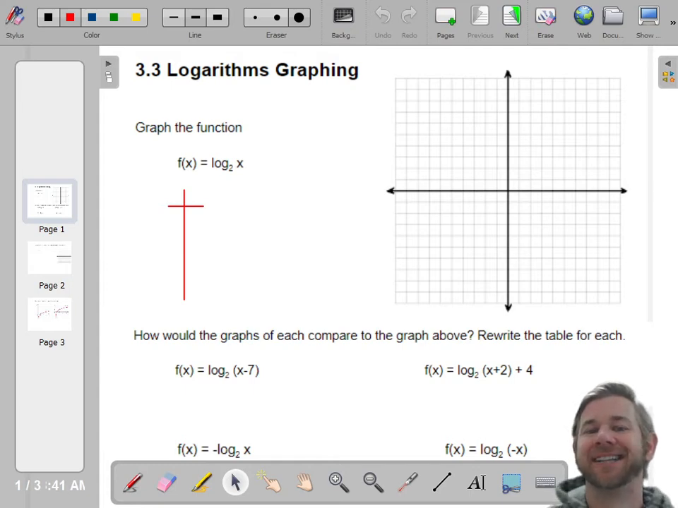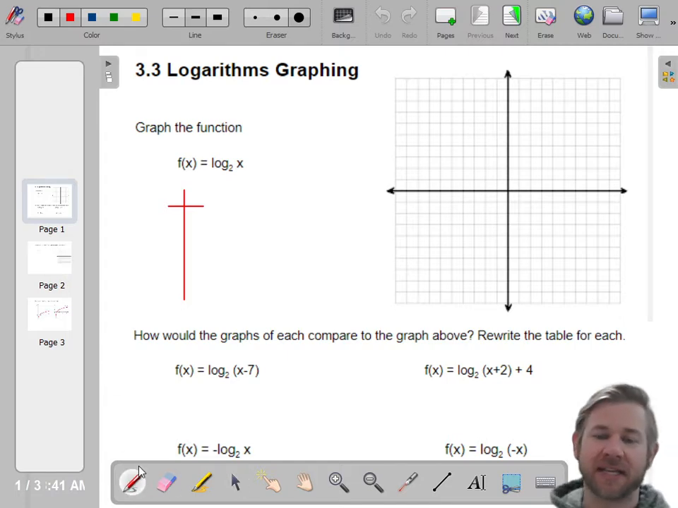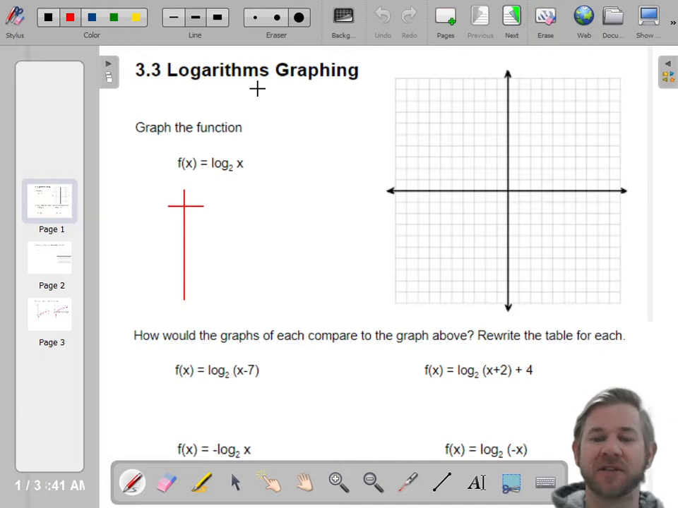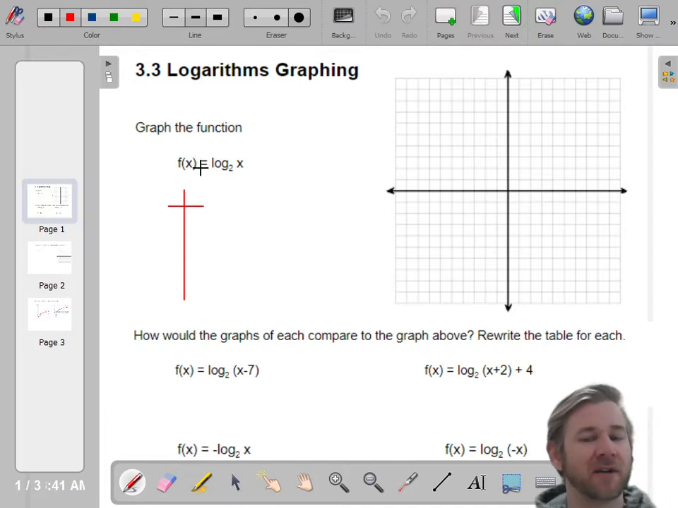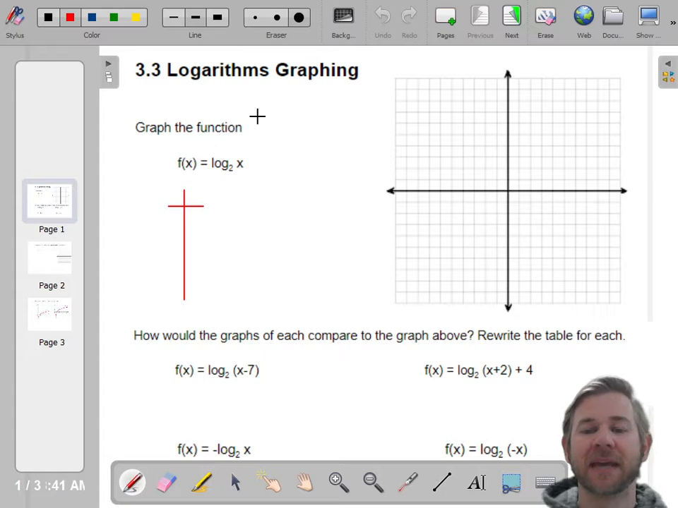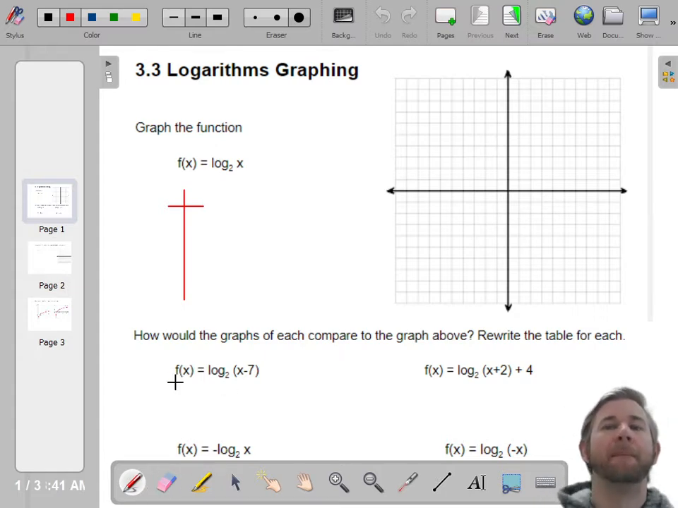Hello everyone, let's graph some logarithms. So the game is, just so you understand, we're going to think of these as being the inverse of exponentials. So when I see a logarithm, I'm going to start with an exponential parent function, just like we did when we were graphing exponentials, and then I'll just flip it.